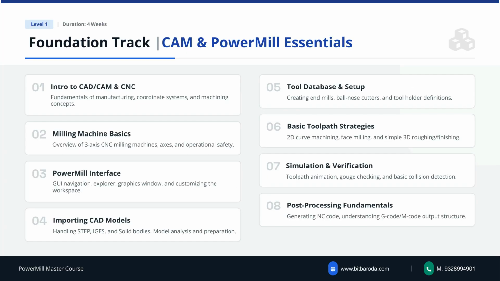Level 1, the foundation track, lasts 4 weeks. Topics include the introduction to CAD, CAM, and CNC, milling machine basics, and the PowerMill interface. You'll learn tool database setup, basic toolpath strategies, simulation, and post-processing fundamentals for generating NC code.